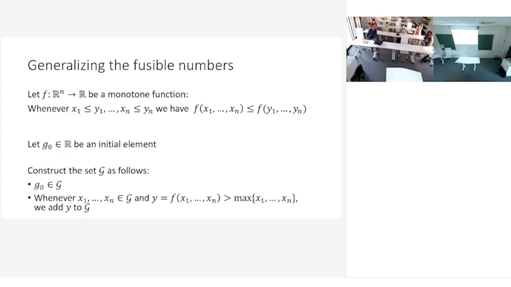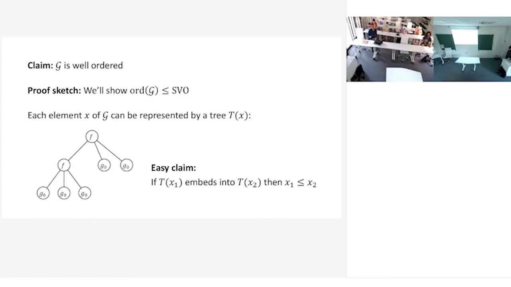Okay, so we want to generalize the fusible numbers. So you take a function from n tuples to reals that is monotone, meaning that if you increase the inputs, then the output increases. And you take some initial element, and you construct a set of elements like we did with the fusible numbers. And you can prove that this thing will always be well-ordered.